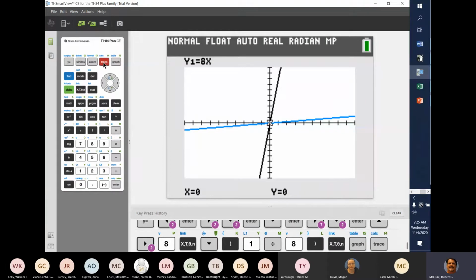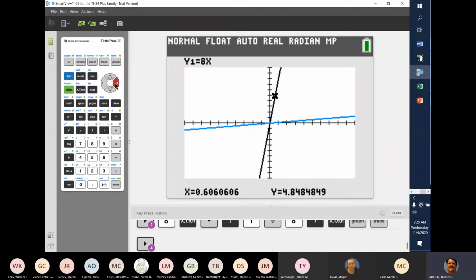So trace. Now I'm going to show you something here. Hit the trace button, and let's just go to 1. Just find 1. Okay, look at that 1 right there. Let's mark that, and that's 1. I'm going to draw a picture here. And that point is 1.06, comma, 8.48.